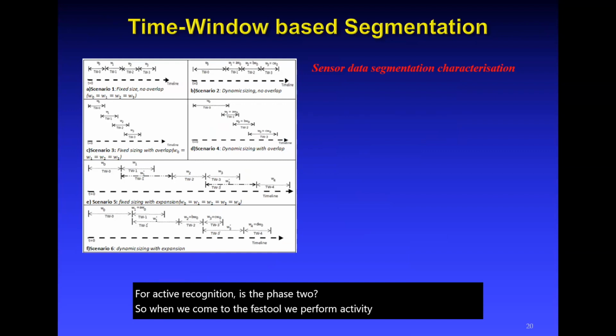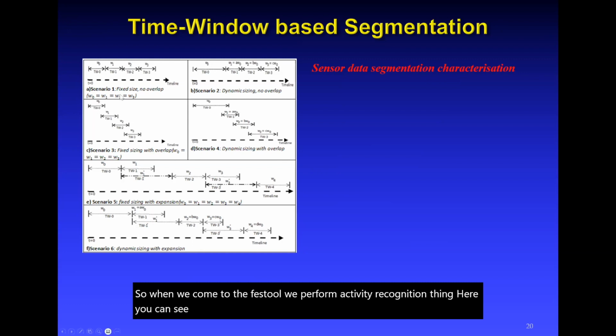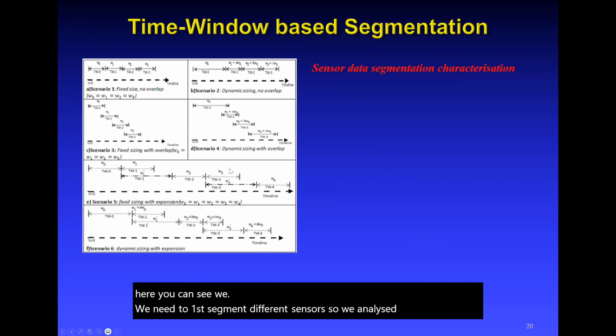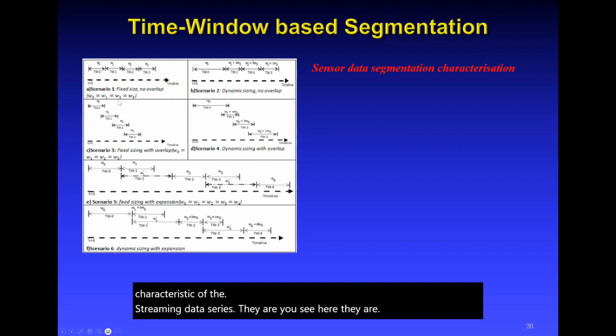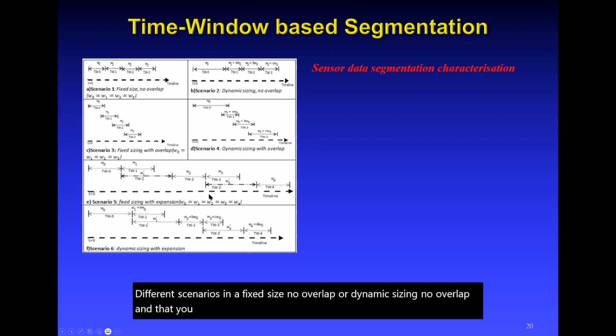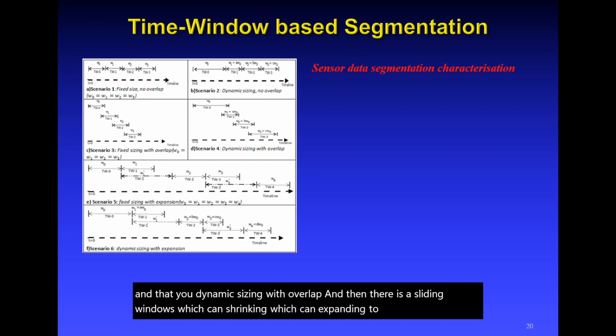I think here you can see we need to first segment the different sensors. So we analyze the different characteristics of the streaming data series. You see here, there are different scenarios: fixed size, no overlap, or dynamic sizing, no overlap. And then dynamic sizing with overlap. And then there is a sliding window, which can shrink or expand to adapt as data streams in.